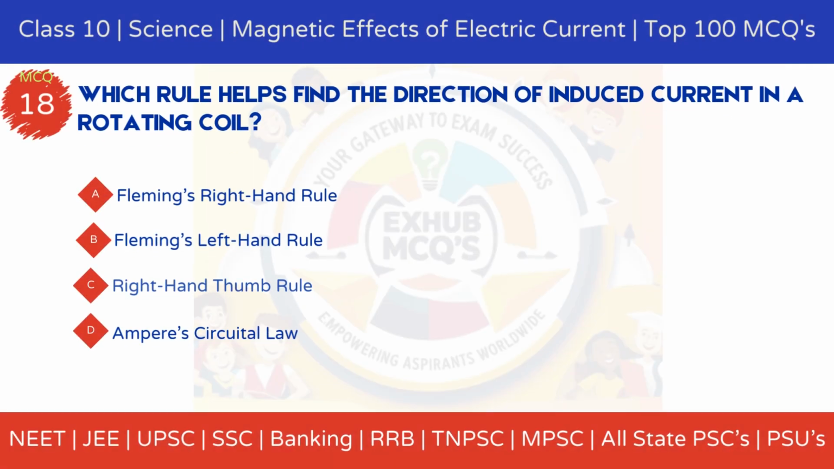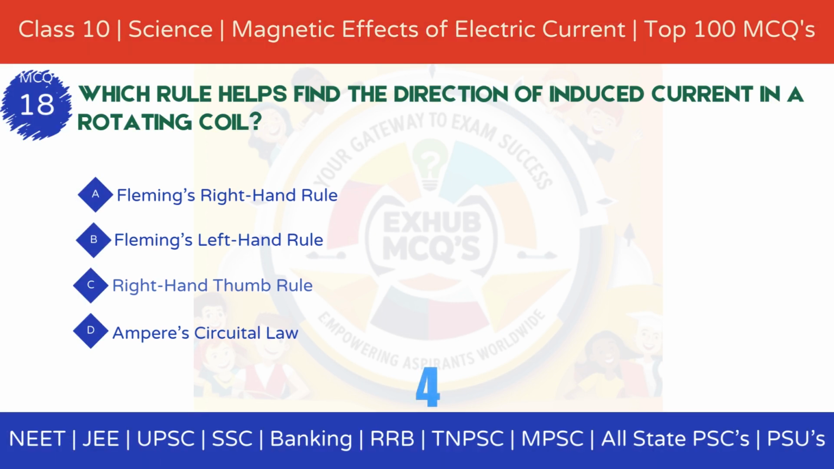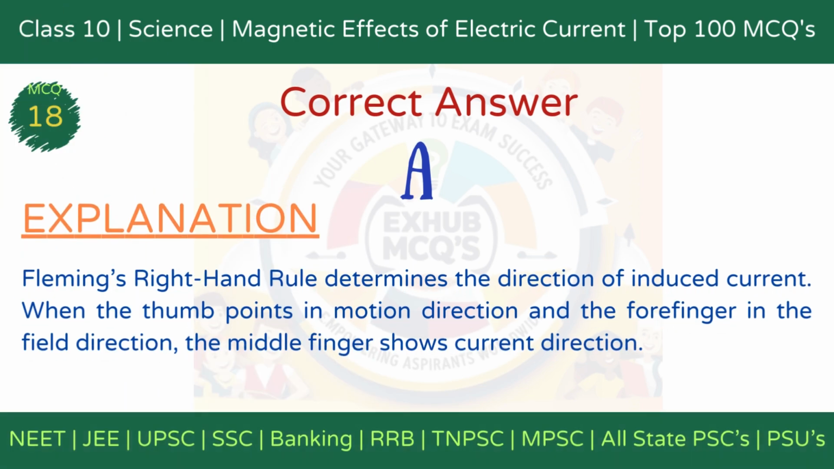Q18. Which rule helps find the direction of induced current in a rotating coil? Option A, Fleming's right-hand rule. Option B, Fleming's left-hand rule. Option C, right-hand thumb rule. Option D, Ampere's circuital law. The correct answer is option A, Fleming's right-hand rule. Explanation. Fleming's right-hand rule determines the direction of induced current. The thumb points in the motion's direction, the forefinger in the field's direction, and the middle finger in the current's direction.